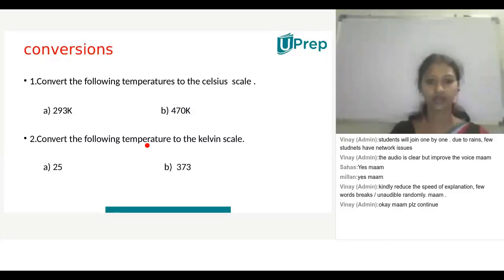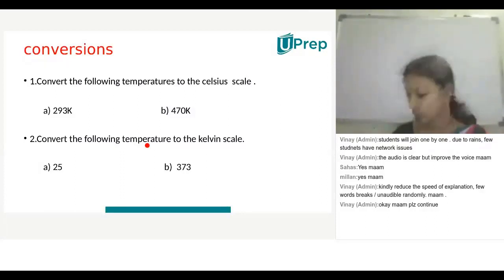So our last topic from this lesson is to convert the following temperatures to degrees Celsius, and degrees Celsius to Kelvin. When we convert a temperature like 293 Kelvin into degrees Celsius, what we need to do is subtract 273 from 293. That means 0 degrees Celsius is equal to 273 Kelvin. It's approximately 273, but exactly 273.15 Kelvin.